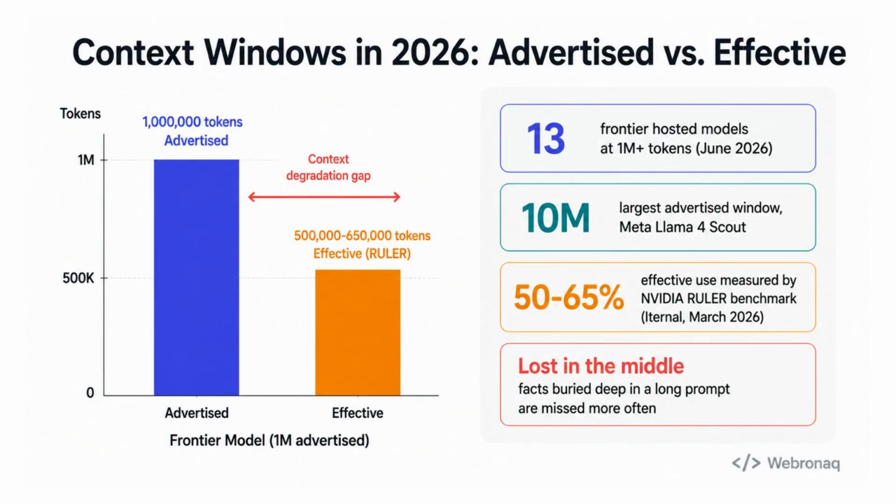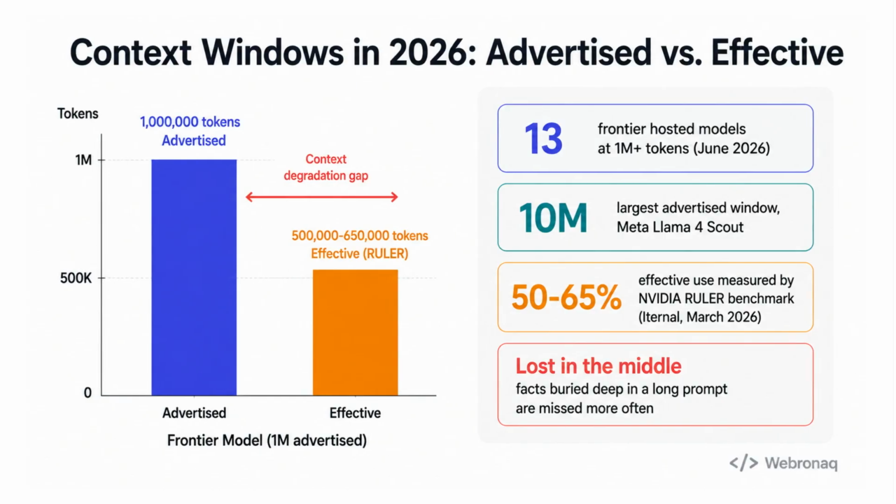There is also a pattern called lost in the middle, where facts buried deep in a long prompt are retrieved far less reliably than facts near the start or end. Bigger context windows are genuinely useful, but the headline number is marketing. The real question is how much of that window the model can actually reason over. And that brings us all the way back to the robot in your kitchen, and just how much AI still needs to learn before it is ready for the physical world.